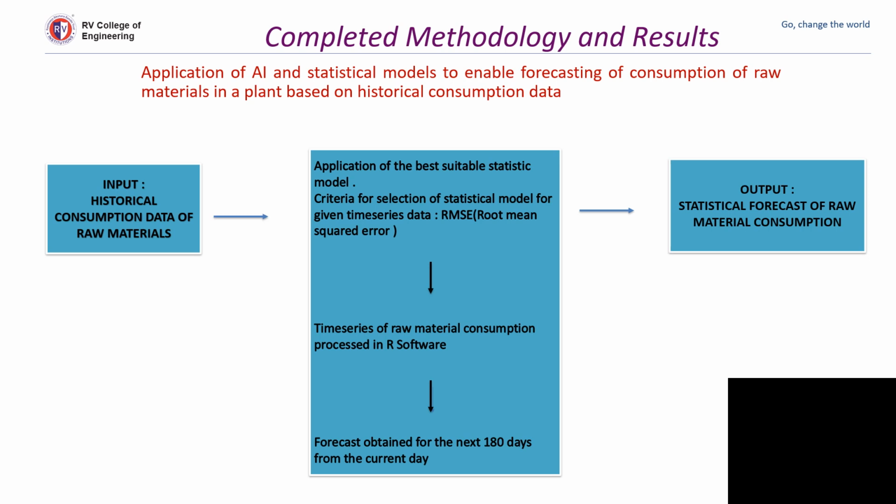So what we do is we obtain the time series of raw material consumption and process it in the R software. And once we process it and compute it according to our parameters, our forecast is obtained for the next 180 days from the current day. Now this forecast is then uploaded onto the Empower platform, which the client can easily access.